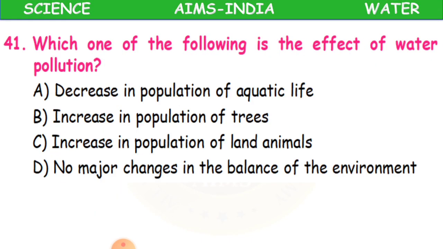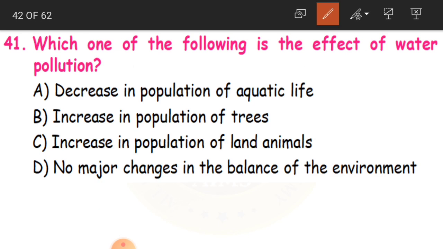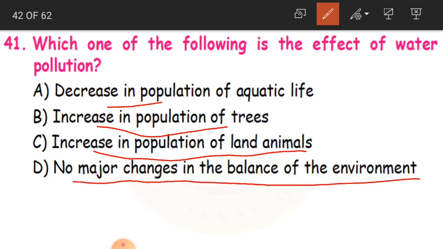Okay. Now, which one of the following is the effect of water pollution? So we might have heard of water pollution, water being polluted through so many causes. Water pollution. So what is the effect from these four options? Whether a decrease in population of aquatic life, or an increase in population of trees, or an increase in population of land animals, or no major changes in the balance of the environment. So what is the effect, children, in these four options? A decrease in population of aquatic life.